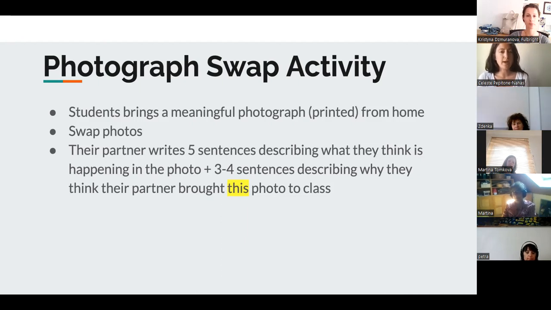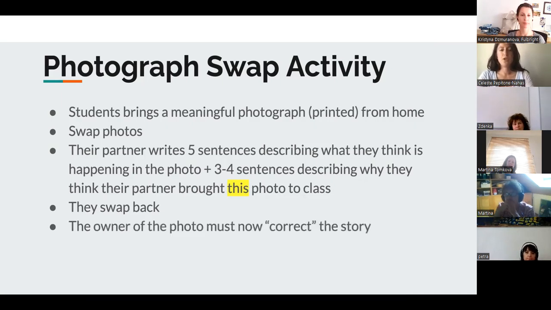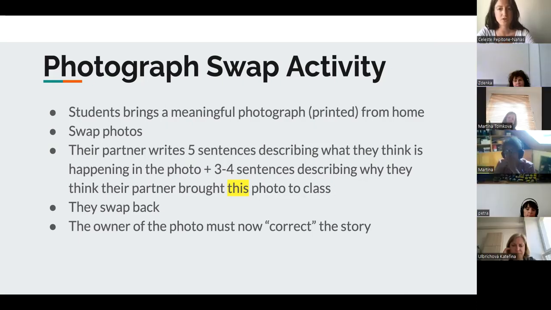Then they should also write in a separate section why they think this photo is important to their partner. It can be a total guess, but have them make a guess as to why their partner brought this photo. Then they swap back, and they also give the writing that they wrote to their partner. So the owner of the photo now looks at the writing they have received, and they take some time to read it, and they can evaluate it and make basic corrections.